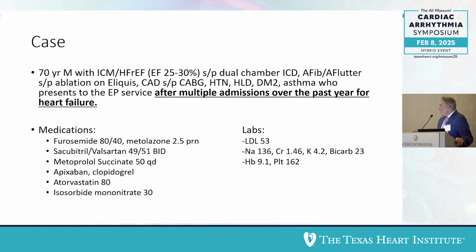This is a very typical patient, as I practice at the VA. 70, ischemic cardiomyopathy, EF 25 to 30%. He already has the ICD. He had ablation for AFib flutter, and CABG, hypertension, at the very high end of every comorbid situation. I want to emphasize multiple admissions over the past year for heart failure exacerbation. That is not a good sign.